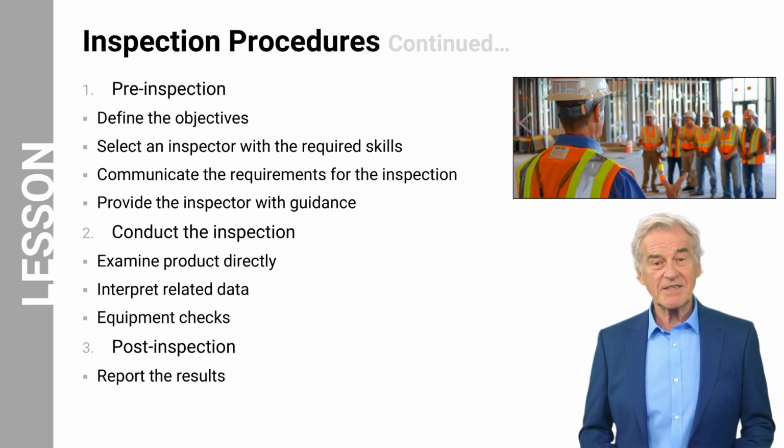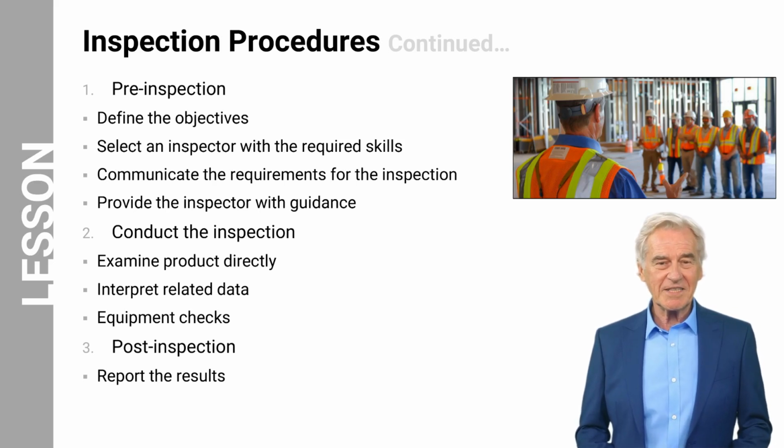Regardless of the inspection type, inspection typically involves a visual component. Inspectors may examine a product directly, interpret related data, or complete equipment checks during an inspection. After the inspection, inspectors will report the results they have found, allowing the company to make decisions regarding the elements determined to be unsuitable. These decisions are typically to rework the product, repurpose it, or dispose of it.